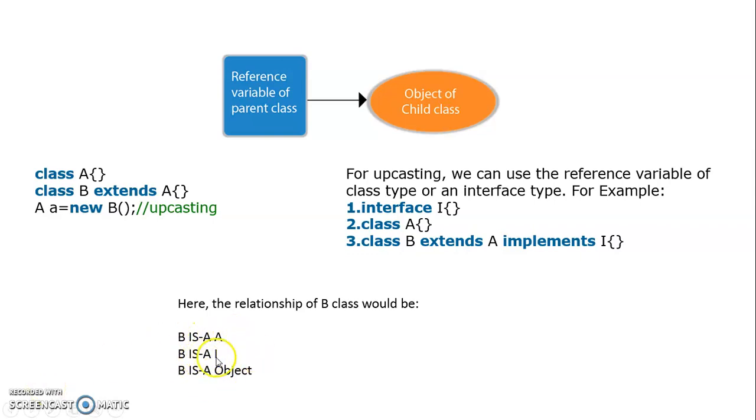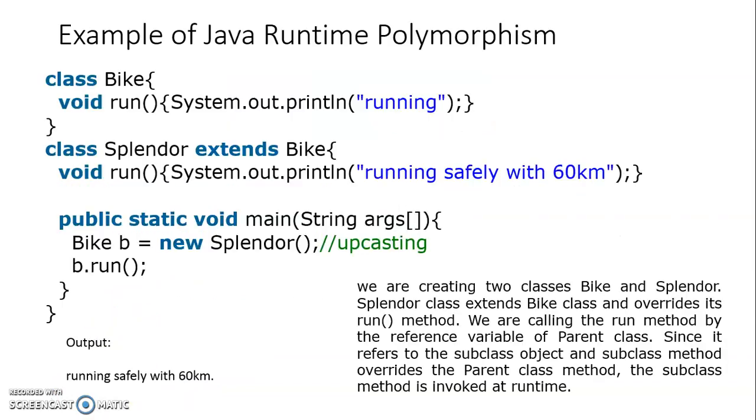B also refers to I, as well as it refers to the object. This is a type of upcasting in polymorphism. Now we will see the example of runtime polymorphism.